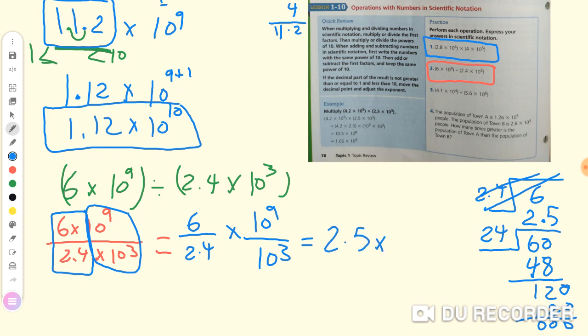And in case of division, what should we do with the same base? Yes, subtract the powers, so it will be 10 to the power 9 minus 3, which is 6.